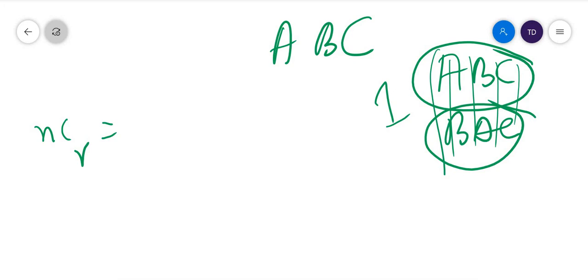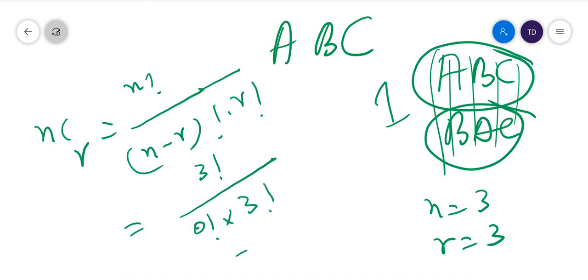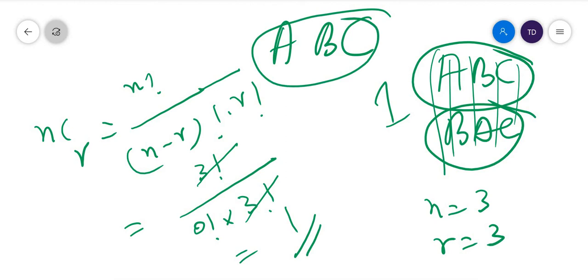Here N is equal to 3, and R is taking all at a time, so R is also 3. The formula is NCR, N factorial divided by (N minus R) factorial into R factorial. That is 3 factorial divided by (3 minus 3) factorial, which is 0 factorial, into again R factorial, that is 3 factorial. 0 factorial is 1. The 3 factorial and 3 factorial cancel, 0 factorial is 1, finally 1. That's why the combination is 1.